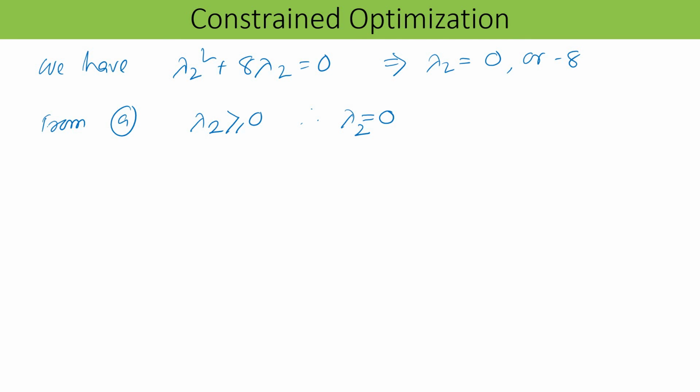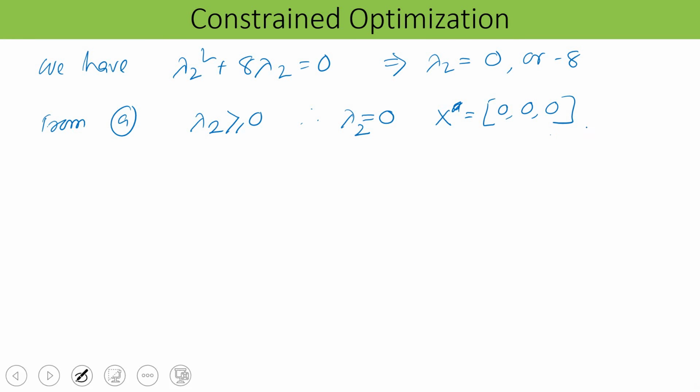Okay, so if lambda 2 is 0, then what is x star? So x star is 0 0 0. Okay, so that is the solution. And if you put this in the other equations, this will satisfy. So therefore this is one solution.